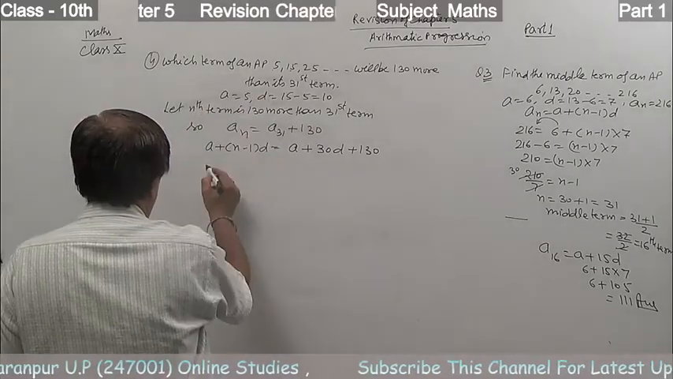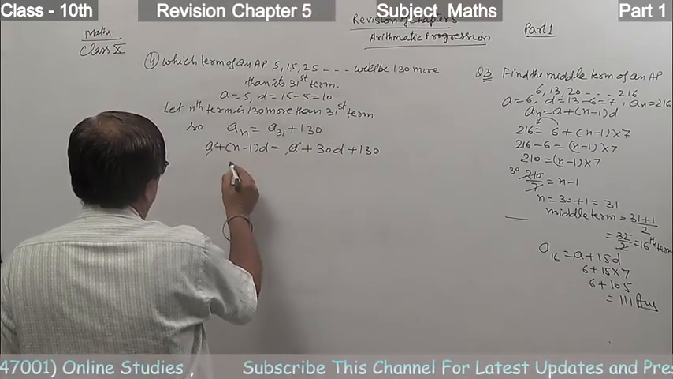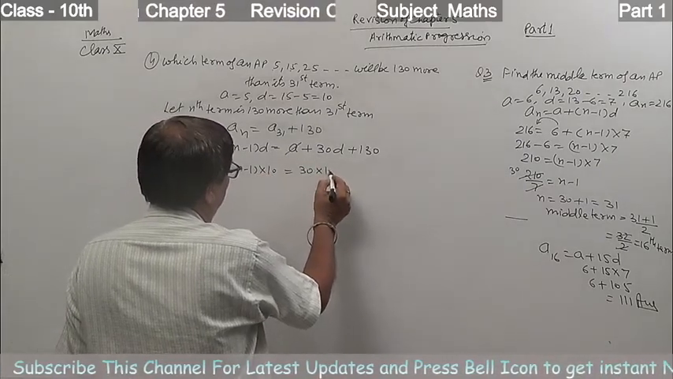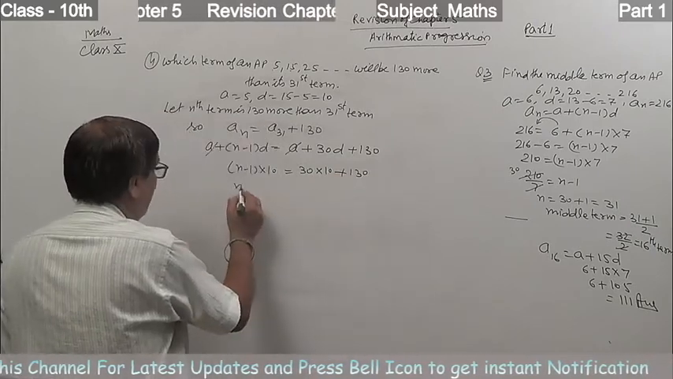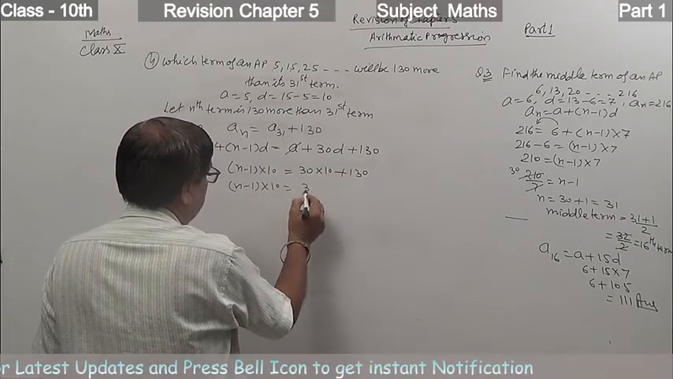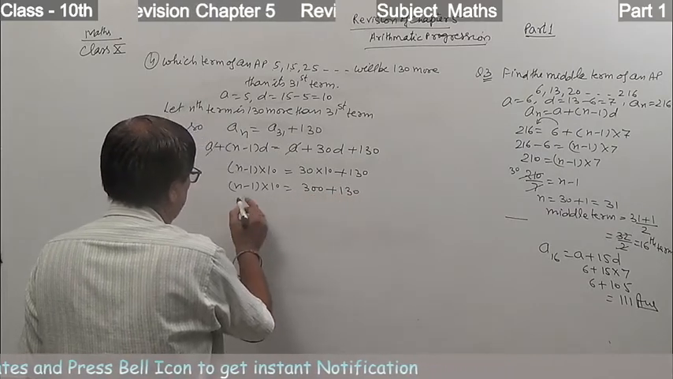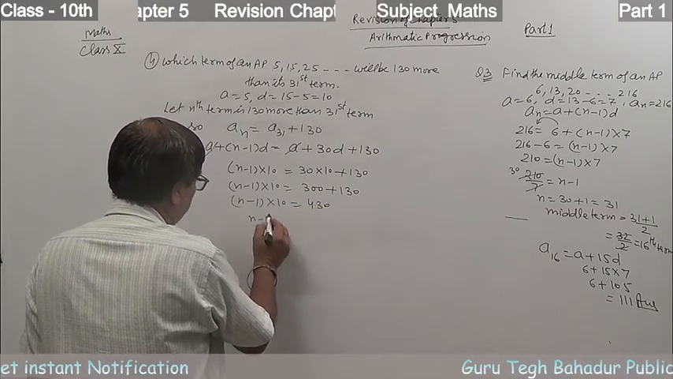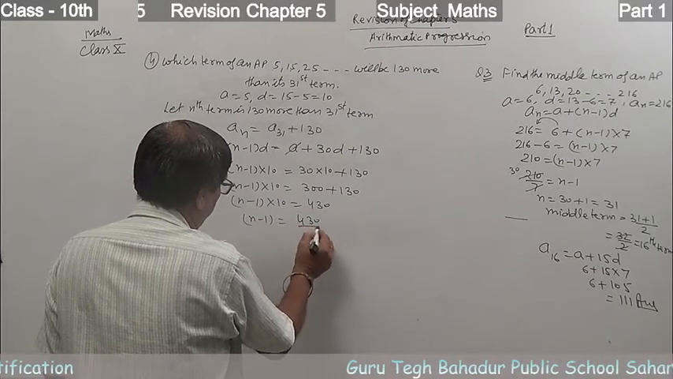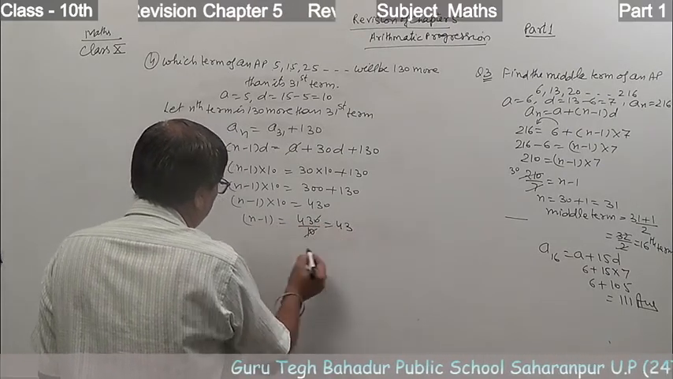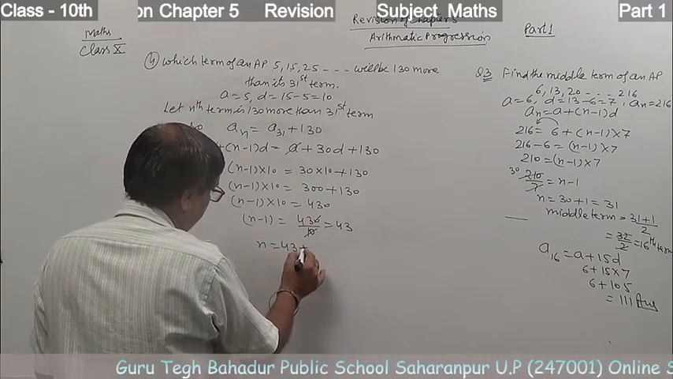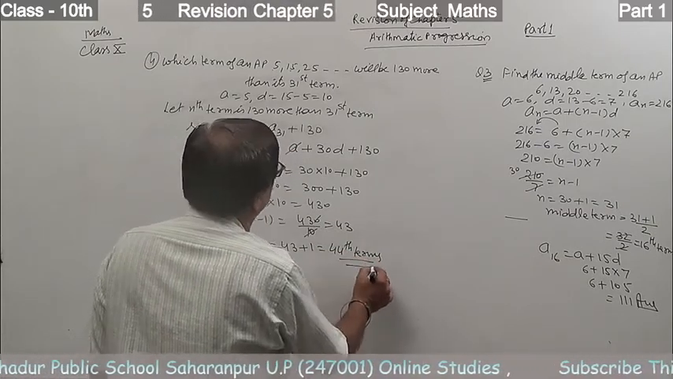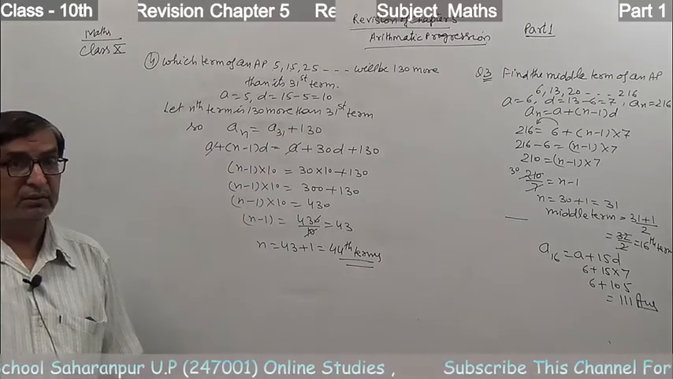a is what? 5. You can cancel a and a. (n minus 1), d is 10, equals 30 into 10 plus 130. (n minus 1) into 10 equals 300 plus 130, so (n minus 1) into 10 is equal to 430. n minus 1 is equal to 430 upon 10, so it is equal to 43, and n is equal to 43 plus 1, that is 44. So the 44th term is 130 more than the 31st term.